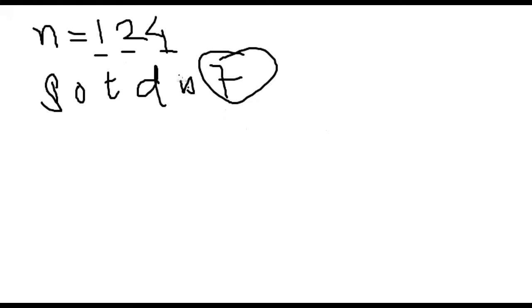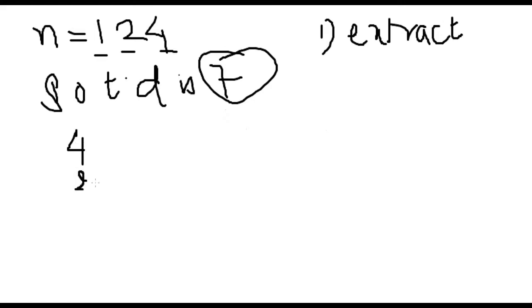So how to solve this particular program? The first thing that we have to do, I'll write one by one, is extract digits one by one. And remember one thing, extraction in this particular case will always happen from the rightmost side. First of all, we'll extract 4, then we'll extract 2, then we'll extract 1. Remember this: extraction will happen from the rightmost side.